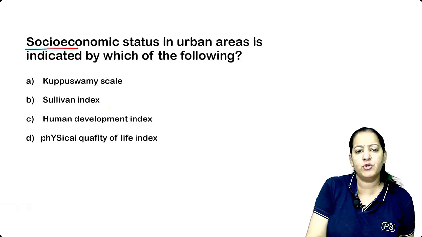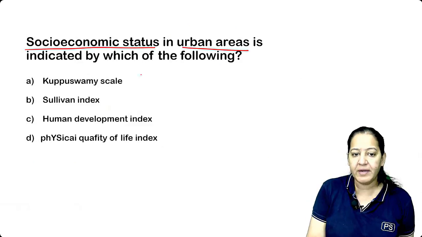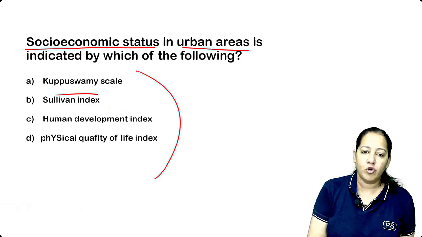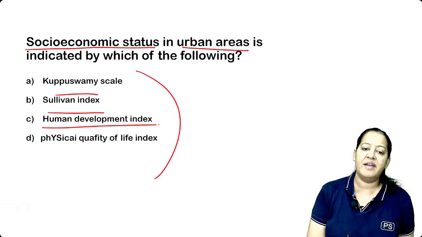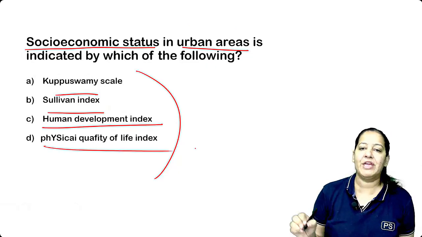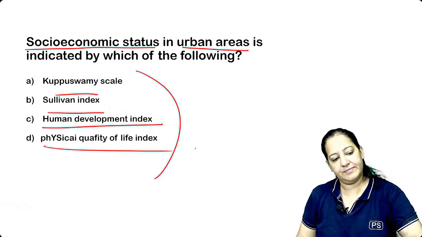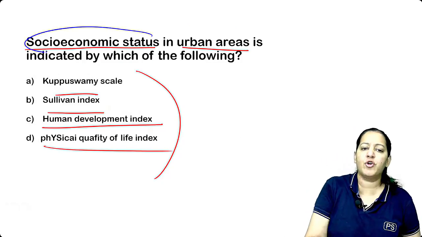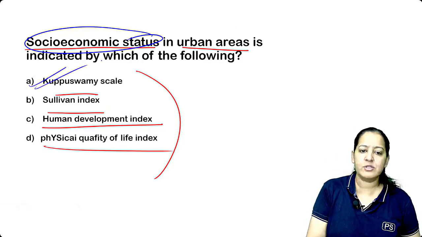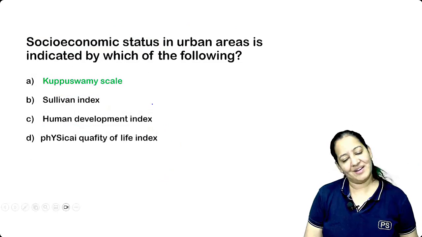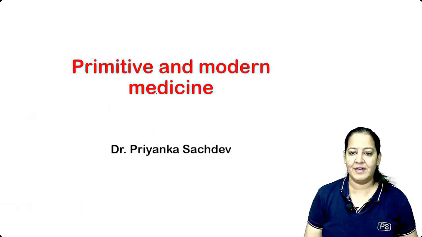Next question, very easy. Socioeconomic status in urban areas is given by which scale? Kuppuswamy scale, Sullivan index, Human Development Index, HDI, or PQLI, Physical Quality of Life Index. Very easy question. So the correct answer is Kuppuswamy. We all know that. Absolutely right. We are done.